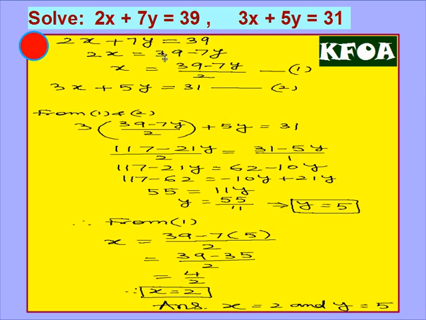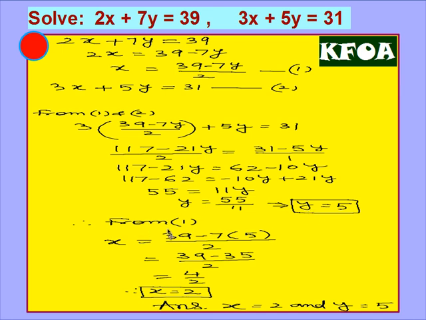Now this is the actual question. 2x plus 7y is 39, so 2x is 39 minus 7y, easy. Substitute the value in this equation. So 3 into the value of x, 39 minus 7y upon 2. This upon 2, I always tell you, you can multiply both sides by 2 to get rid of this denominator. So 3 into 39 is 117, 3 into 7 is 21y. So when you multiply this side by 2, you get 62 minus 10y. Like terms you add. So minus 10y plus 21y, 11y is 55. y is equal to 55 upon 11, y is equal to 5.